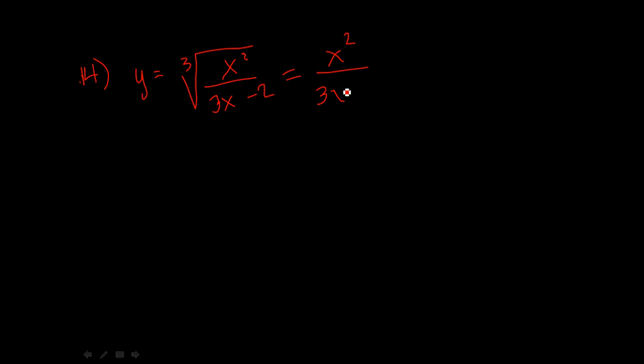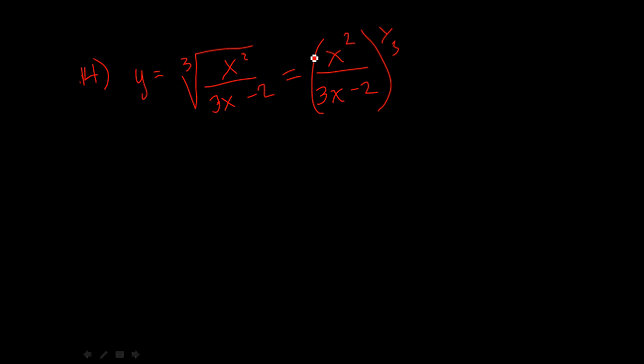Okay, for something similar to 14, we could do the cube root of x squared over 3x minus 2. That's a 3. So you might want to rewrite this as x squared over 3x minus 2 to the 1/3 power. That's a little easier to see.